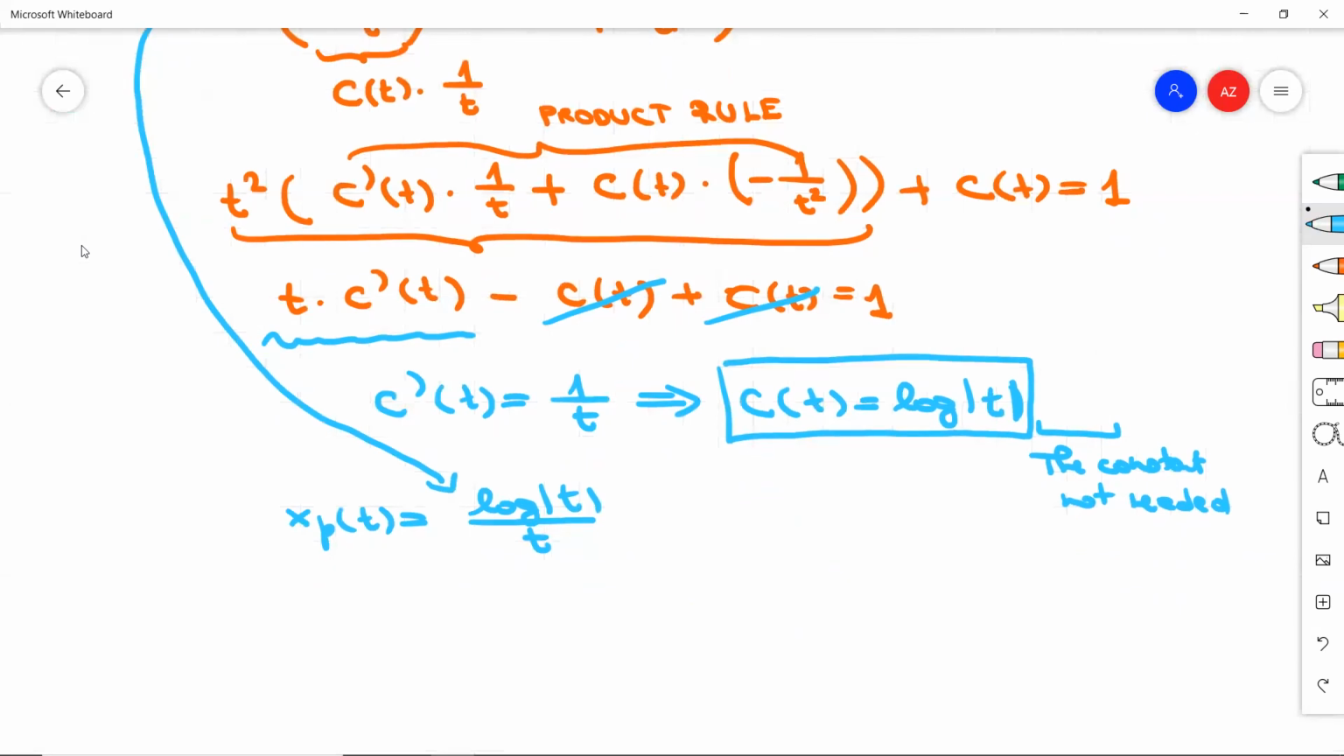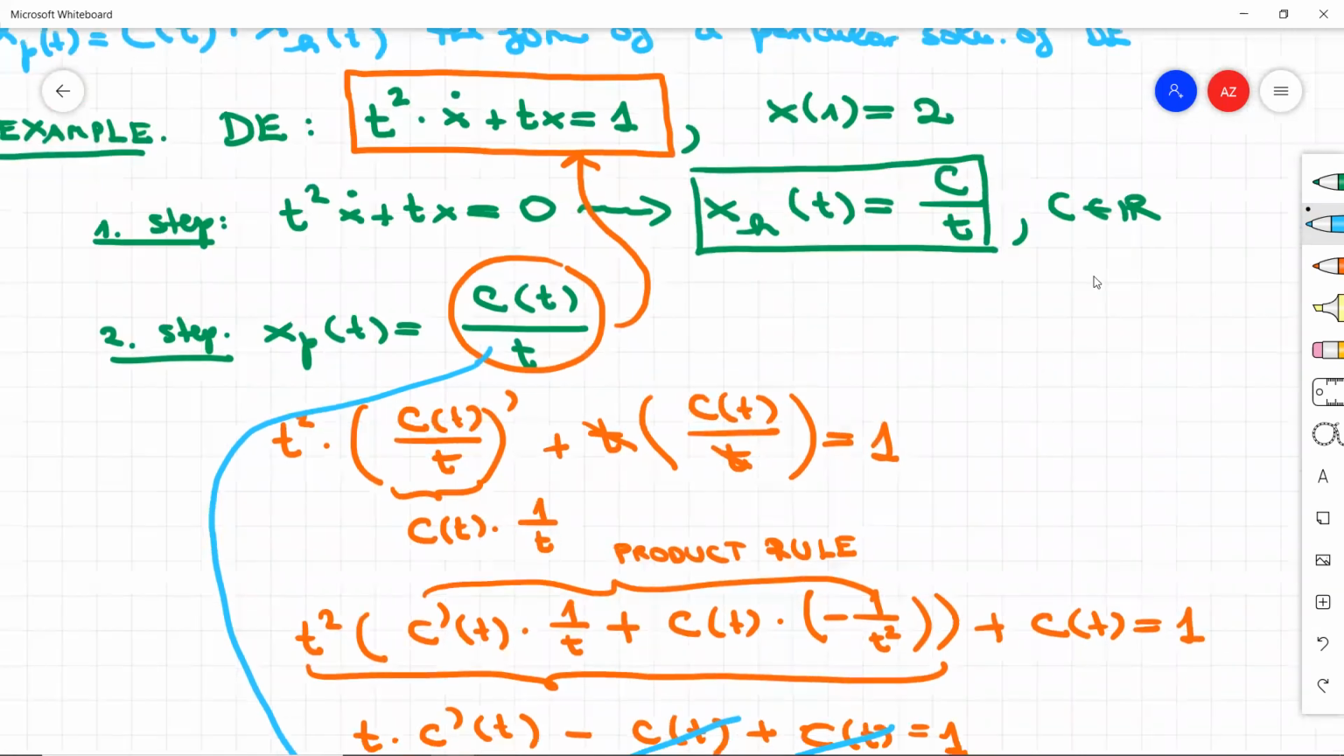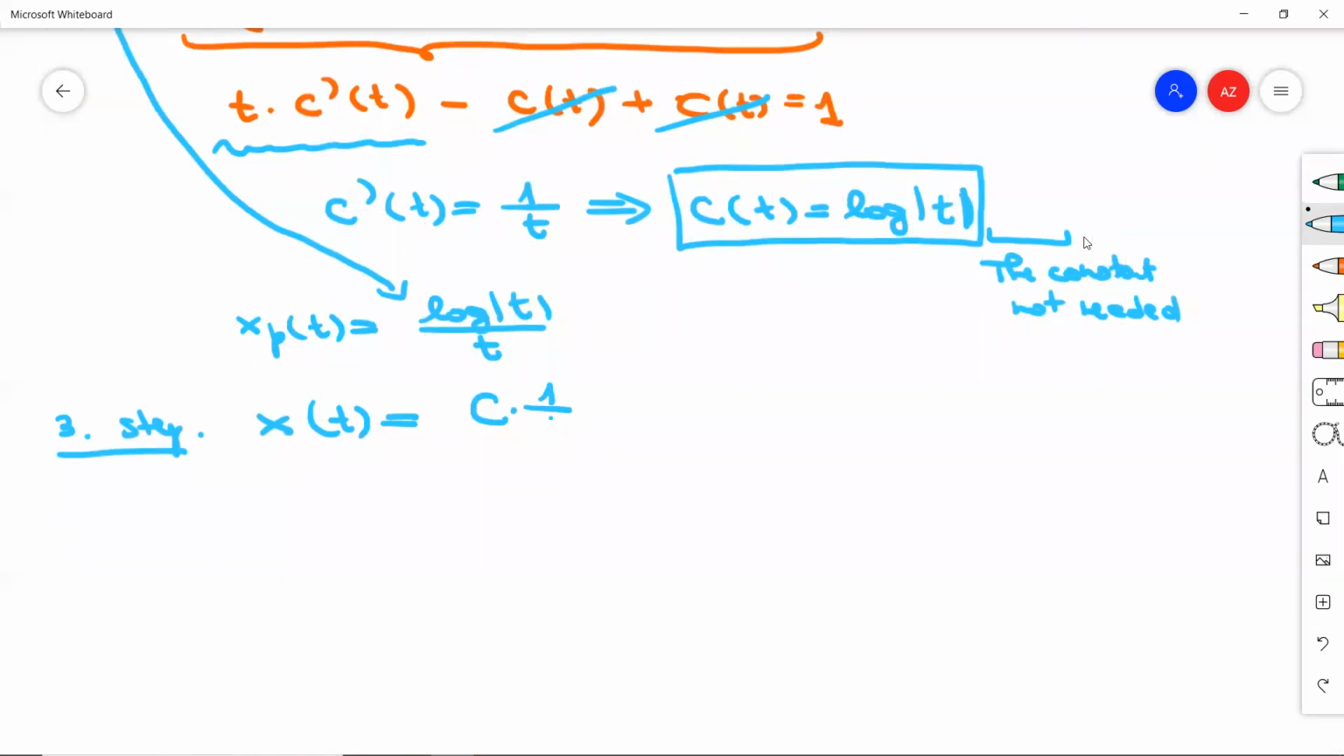And finally, step 3, the solution of the initial differential equation is the sum of C times the homogeneous solution, so this is C over t, plus our particular solution. So it's C times 1 over t plus our particular solution, logarithm of absolute value of t over t.